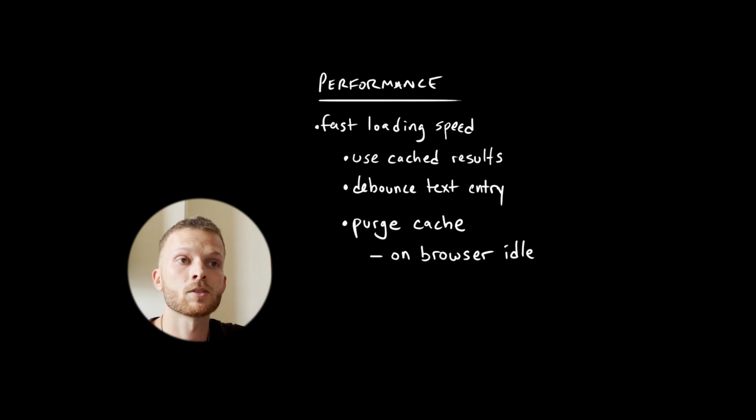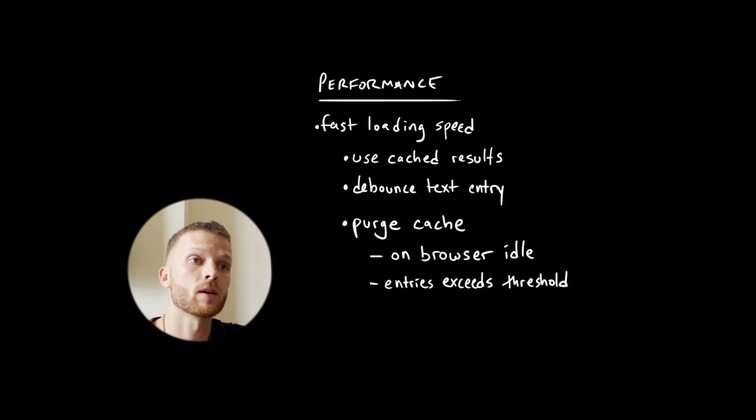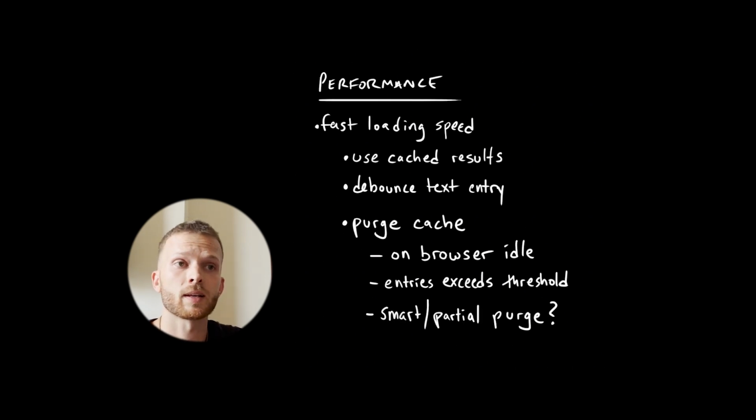We can also manage our memory usage by purging the cache whenever the browser is idle for a certain period of time, or if the total number of entries in the cache exceeds some kind of predetermined threshold. And if we want to try to get super smart about purging only part of the cache when this threshold is exceeded, we can potentially employ some kind of least recently used strategy.